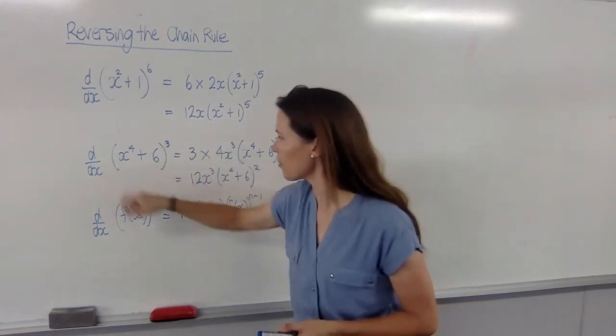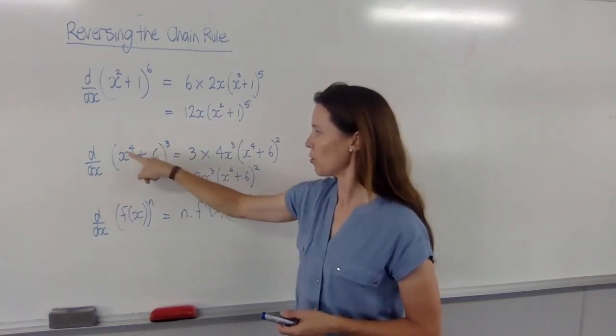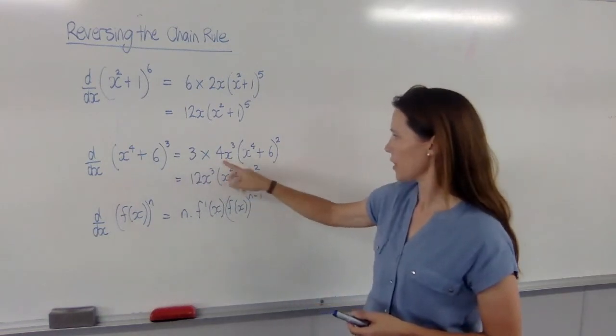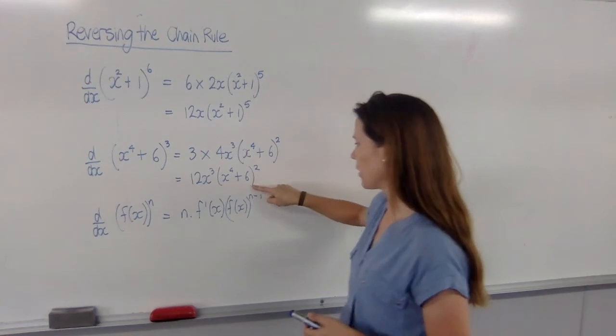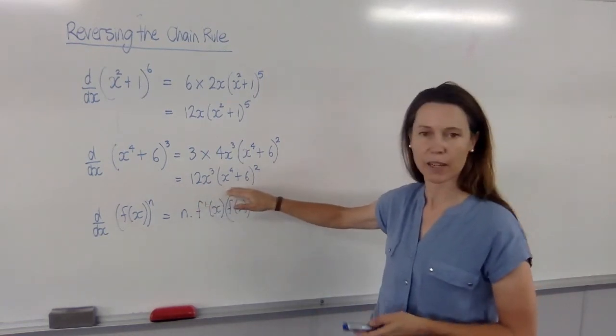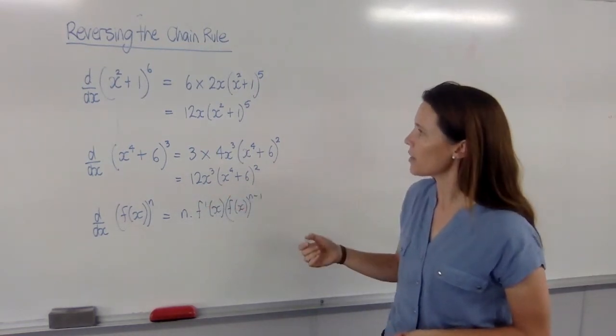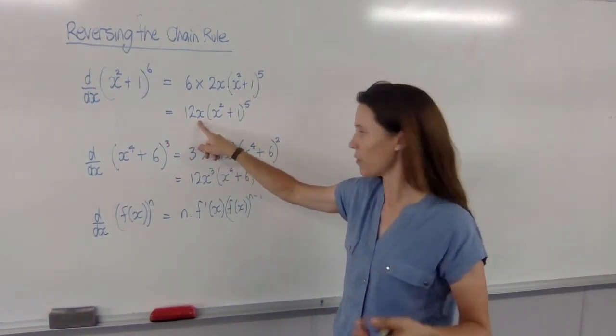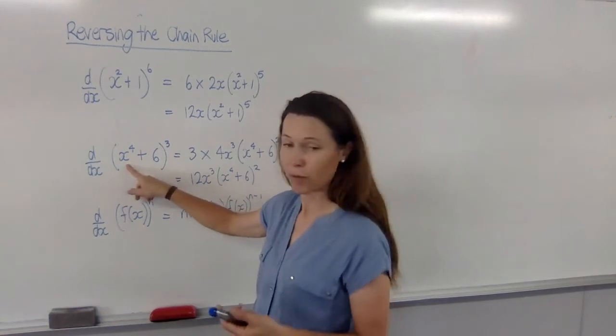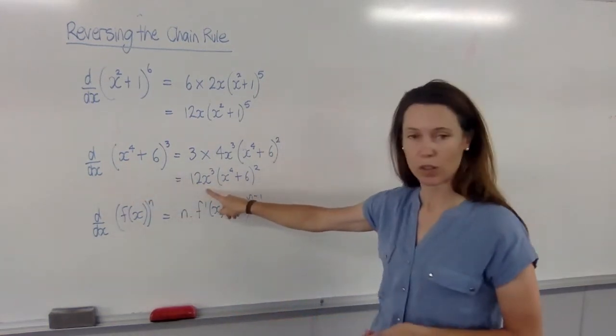We bring the 3 down the front. We bring 4x cubed out the front as well. Then we rewrite what's in the brackets, reducing the power by 1. So again, we get an answer that's 2 functions of x multiplied by each other. Notice how if we've got x squared in the brackets, we get x out the front. We've taken 1 off the power. If we've got x to the power of 4 in the brackets, we end up with x cubed out the front.